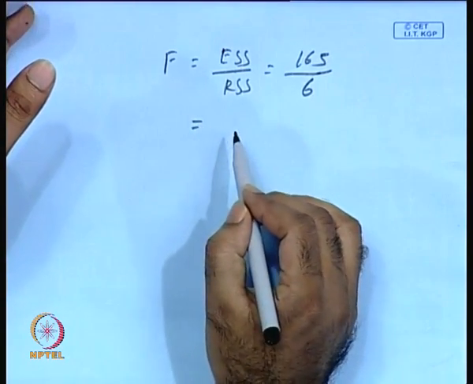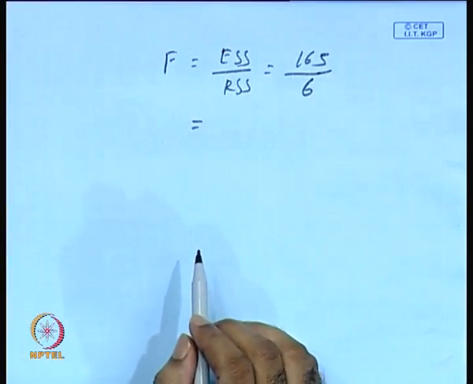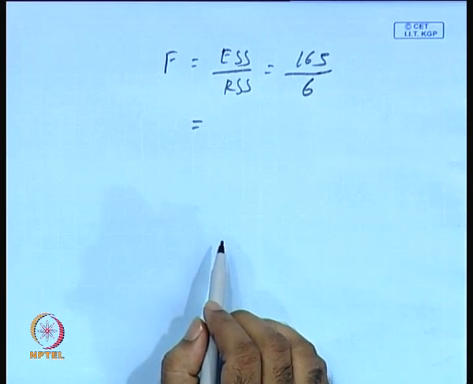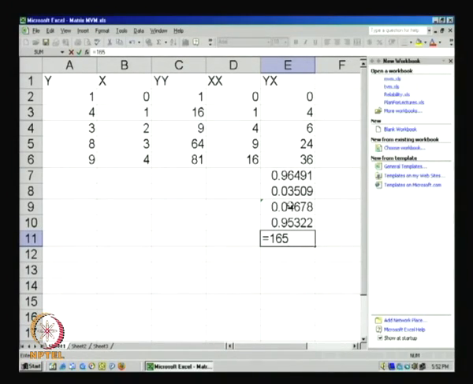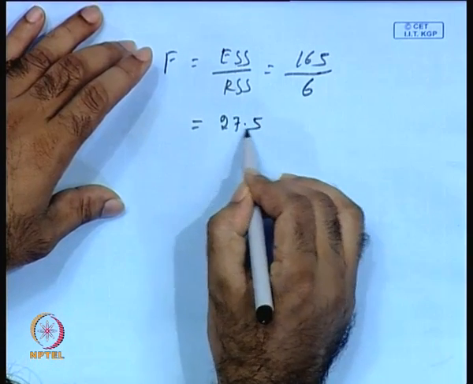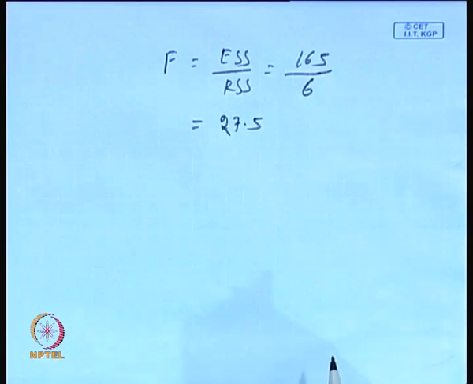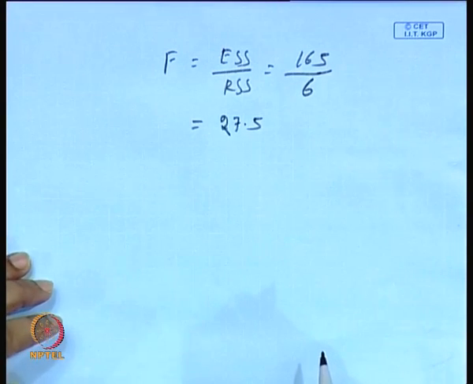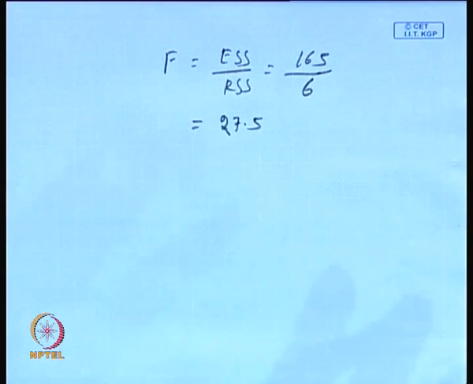So that means 165 divided by 6, which comes to 27.5. So the F statistic is 27.5. There is enough chance that this particular structure is highly statistically significant. There is no doubt about it.